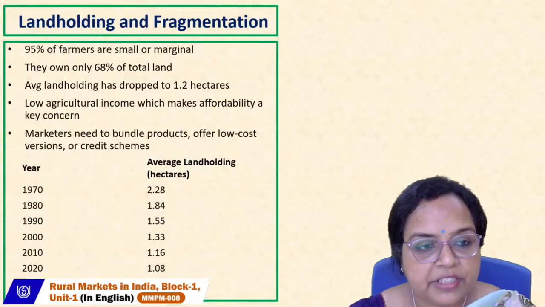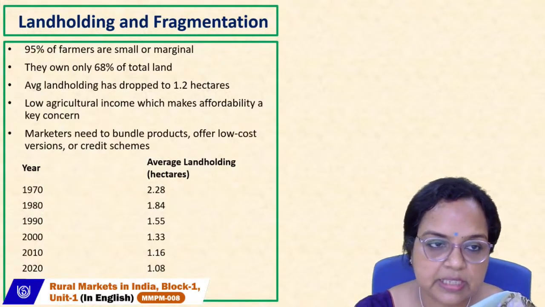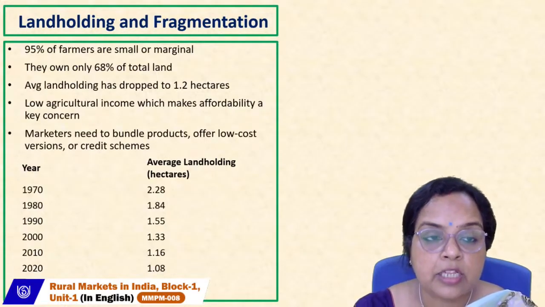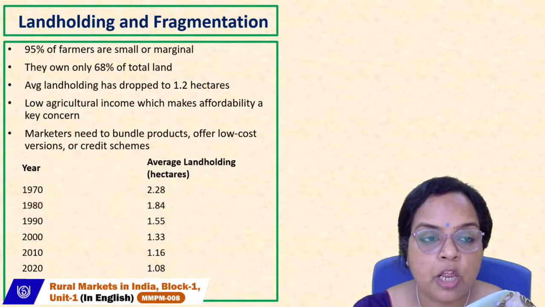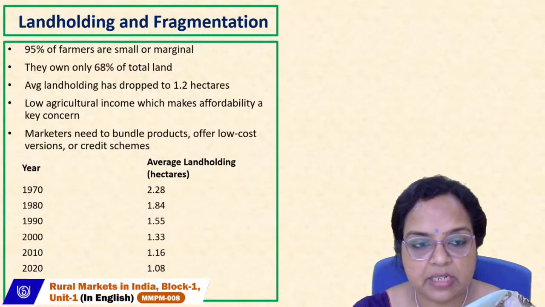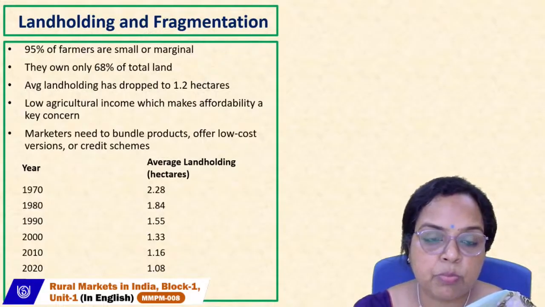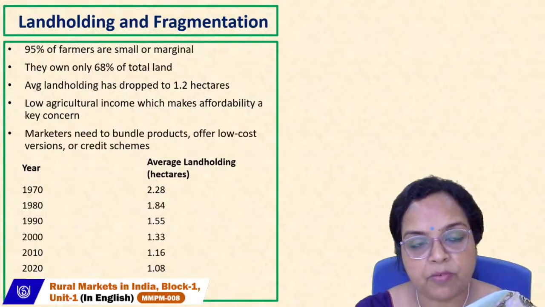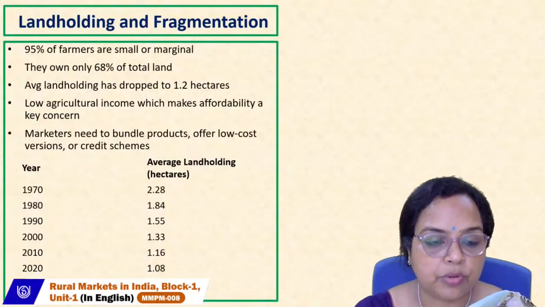Land holding and fragmentation: 95% of farmers are small and marginal. We have already discussed it. They own only 68% of the total land. The land holding has dropped to 1.2 hectares per individual. Low agricultural income makes affordability a critical concern for marketers. Marketers need to bundle products, offer low cost versions and credit schemes if they want to popularize their product or if they want to enter the rural belt.